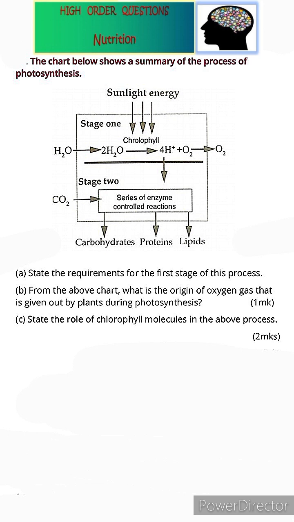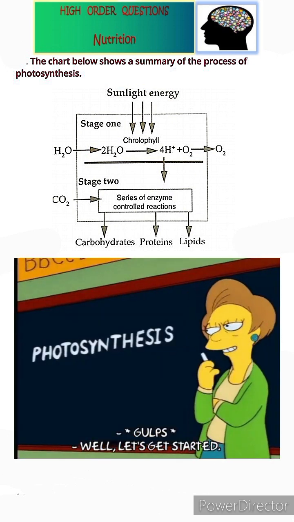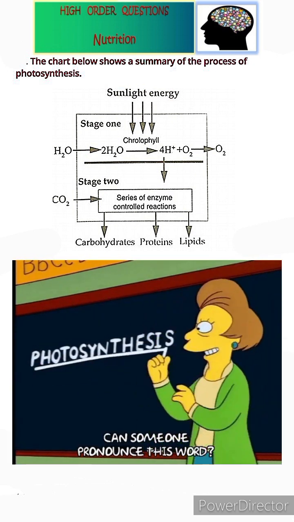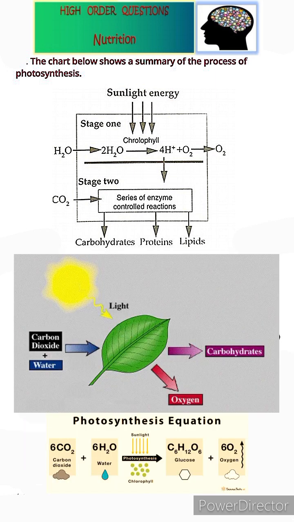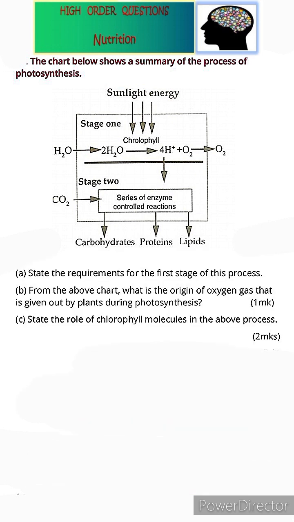The chart below shows a summary of the process of photosynthesis. So we have a chart summarizing the process of photosynthesis or what is involved. Now, photosynthesis is a process whereby green plants manufacture complex food substances from simple molecules. Now, they do this because they have the ability to trap light from the sun, which they then use as a source of energy. Photosynthesis occurs in 2 main stages.